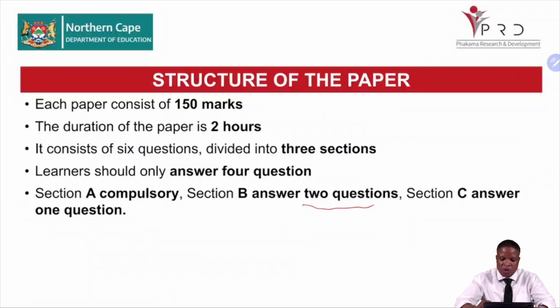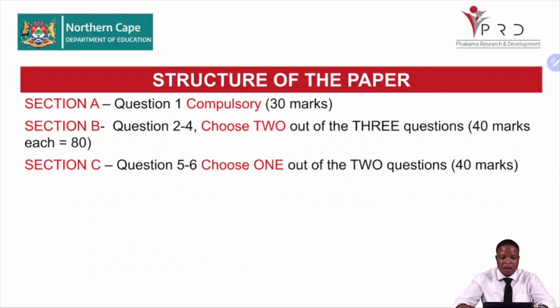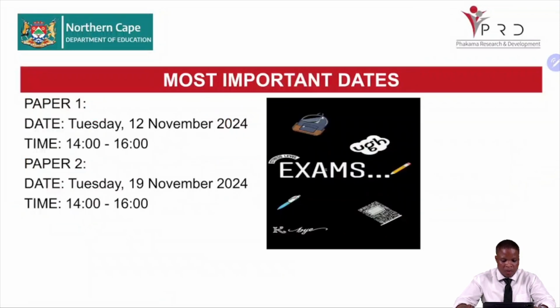Then section C, you have question 5 and 6. 5 is the microeconomics and 6 is your economic issues. You also choose only 1 there. Then it will make 150 marks when you add the 30, 80, and 40. Right, so this is how our questions will look like. Section A, 30 marks. Section B, 40 each for 80 marks. And then section C, you answer 1 for 40 marks. Right, so these are our dates for paper 2 that we are preparing for. We are writing it on the 19th of November in the afternoon.